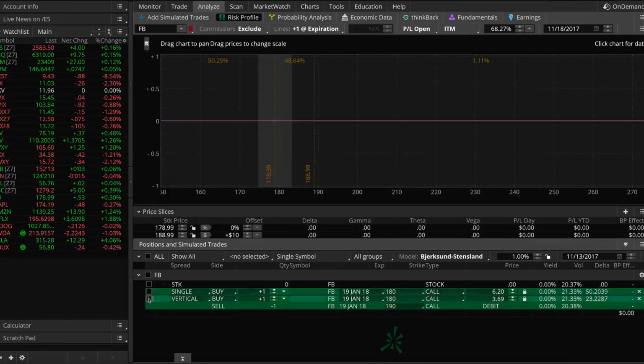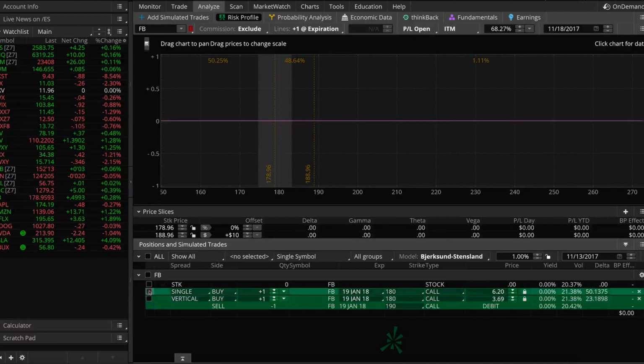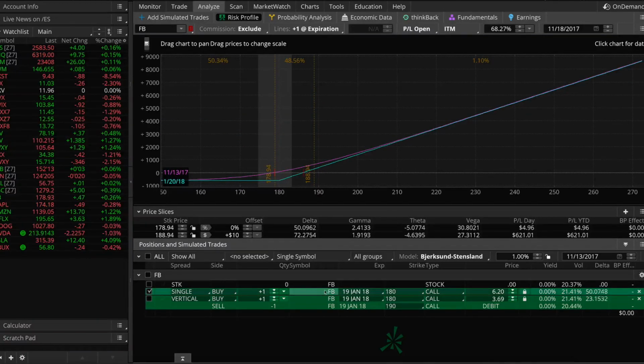Now, when we look at the call spread, we can see that the delta is plus 23. So that's less than half of the delta exposure of just owning this 180 call by itself. That plus 23 delta means that if Facebook increases by $1, we're expected to make $23 on the call spread. And if Facebook falls by $1, we're expected to lose $23 on that call spread.